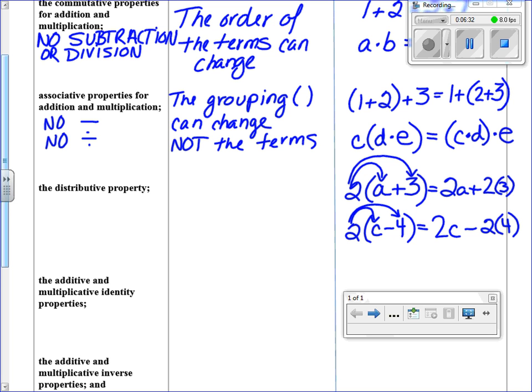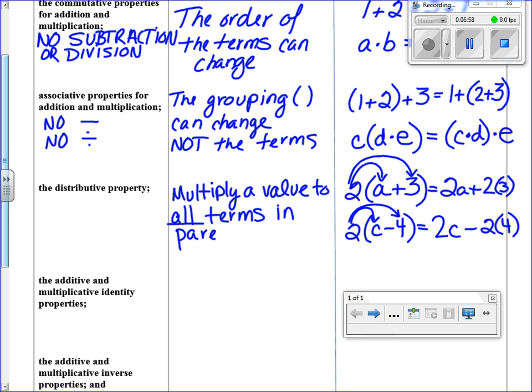So distributive property, as a definition, we could go ahead and say multiply a value to all terms in parentheses. And I apologize if I spelled that wrong.